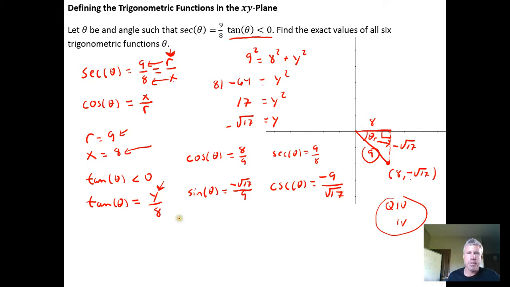So the cosecant function we get for free once we have the sine function. It's just the reciprocal. And finally we can get the tangent function. The tangent function is defined to be the y-coordinate over the x-coordinate, or the side opposite the reference angle divided by the side adjacent the reference angle. So it's going to be negative square root of 17 over 8. And we get the cotangent for free because the cotangent is just the reciprocal of this, or negative 8 over the square root of 17.